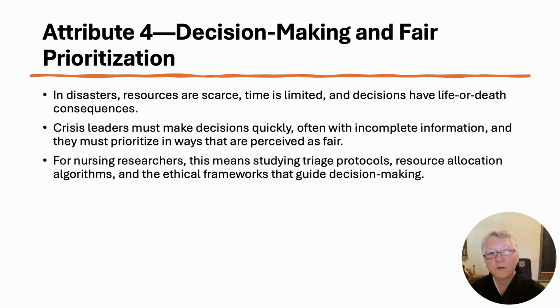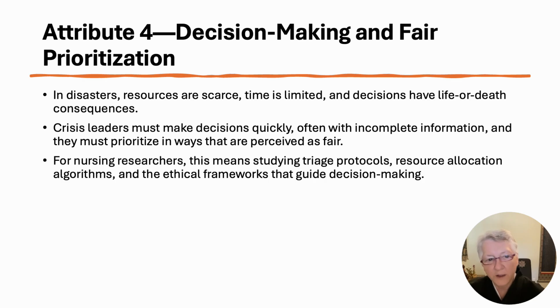The fourth attribute is decision-making and fair prioritization. In disasters, resources are scarce, or they can be. Time is limited and decisions have life or death consequences. Crisis leaders must make decisions quickly, often with incomplete information, and they must prioritize in ways that are perceived as fair. This is where theory from Lecture 1 comes back.